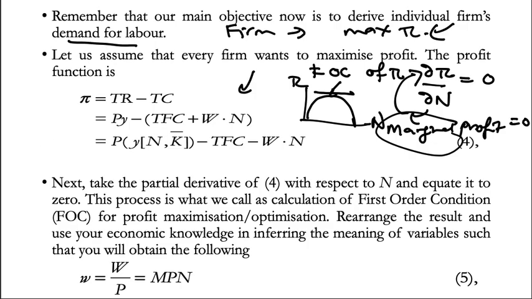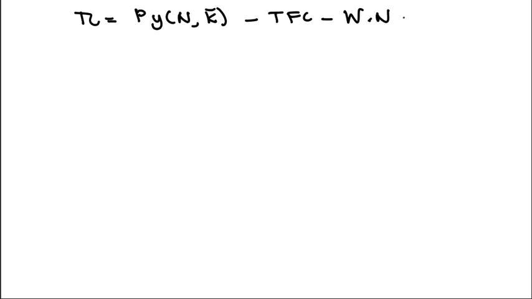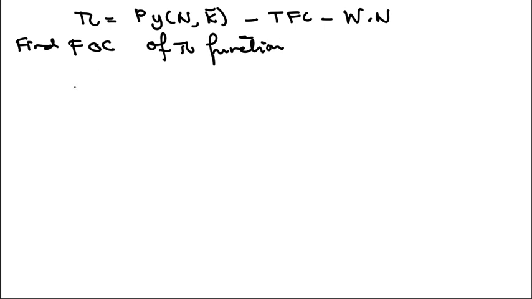So how do we do it? Okay, let me rewrite it again here. Profit is given by P times Y as a function of N and fixed capital, minus total fixed cost, minus W times N, total variable cost. What we need to do is find the first order condition of the profit function, that is differentiating profit with respect to N.